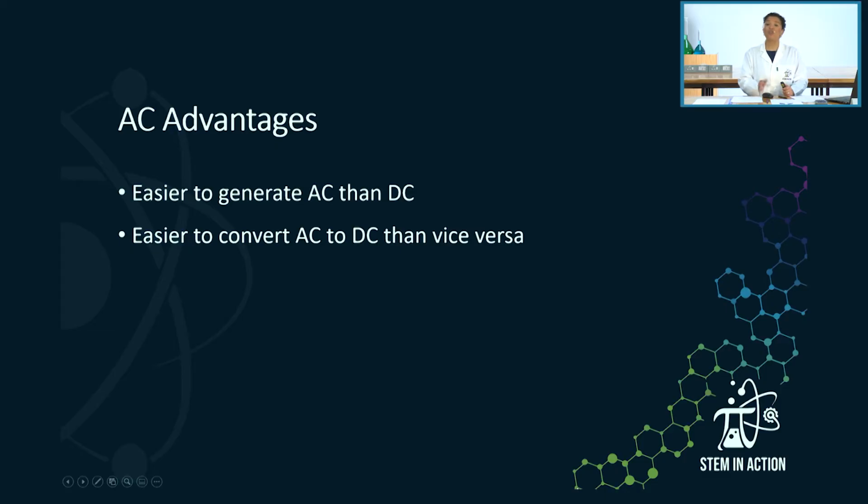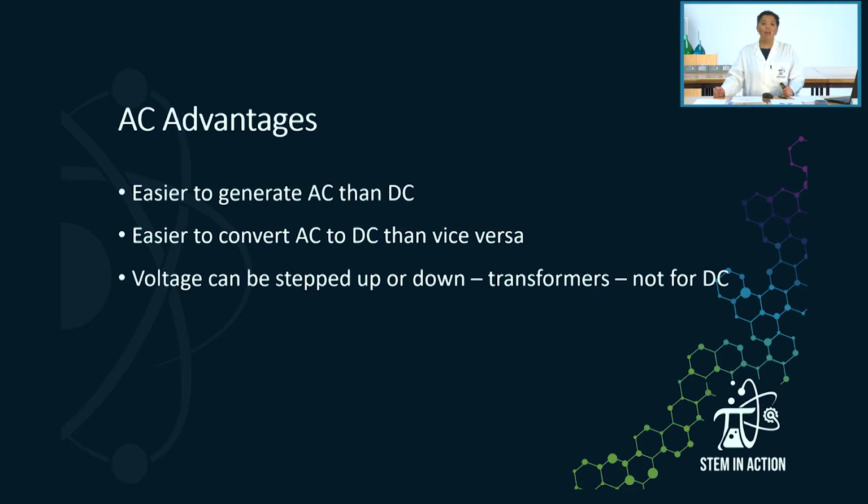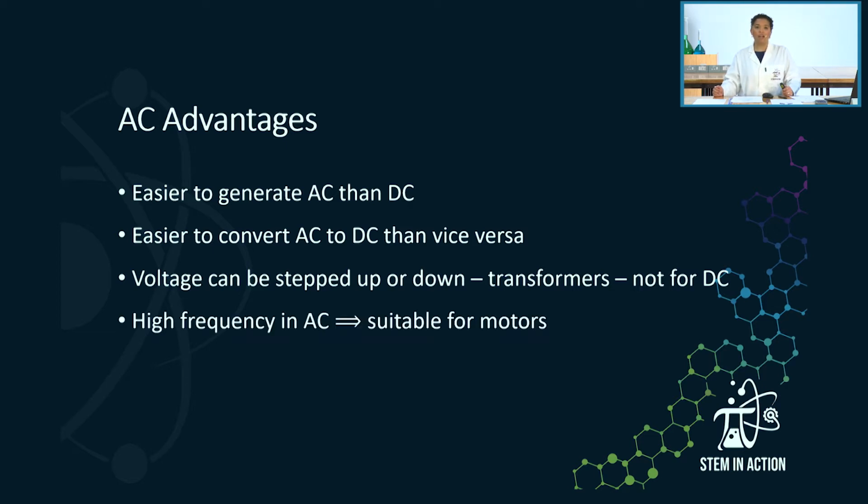It's also easier to convert alternating current to direct current than converting direct current to AC. For AC, the voltage can be stepped down or stepped up using transformers. High frequency in alternating current makes it suitable for motors.